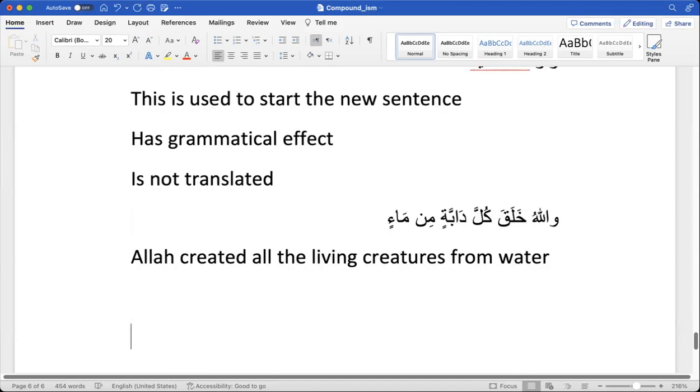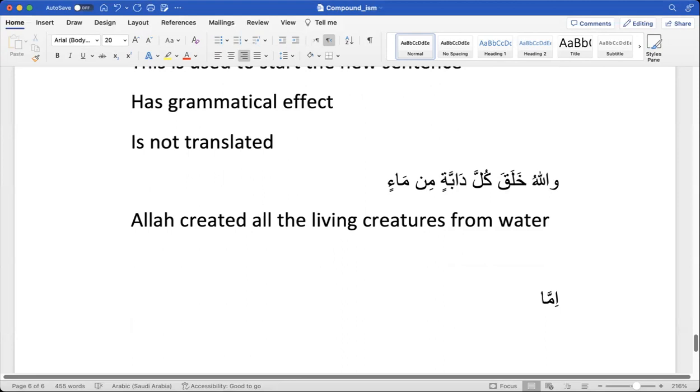This is waw istanafiya. Then you have another harf called imma. This is also common in the Quran. Imma always comes twice in the sentence. In English we say either this or that. In Arabic there is no separate word for or, so imma is used for both. If you have two immas, one in the beginning and one somewhere in the middle, the first will be translated as either, and the second as or.